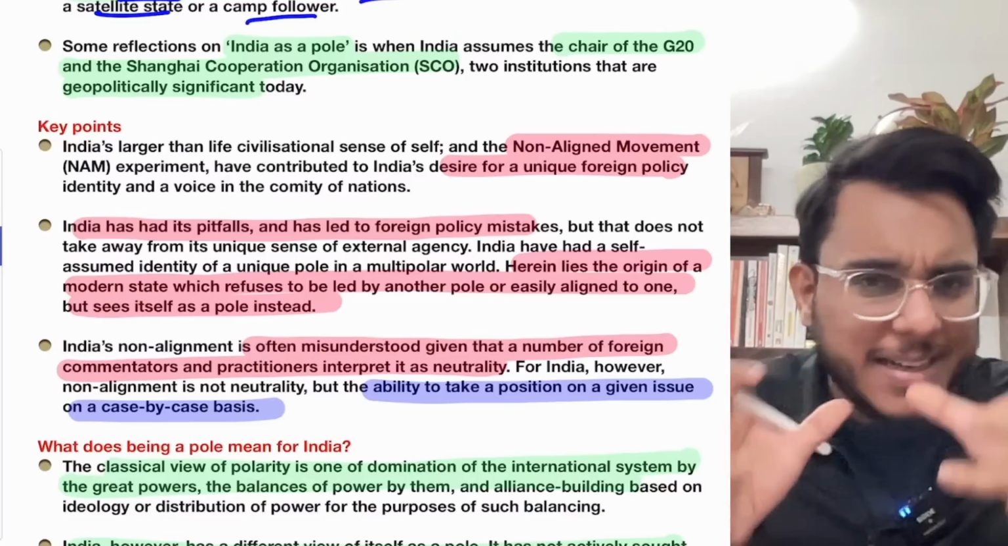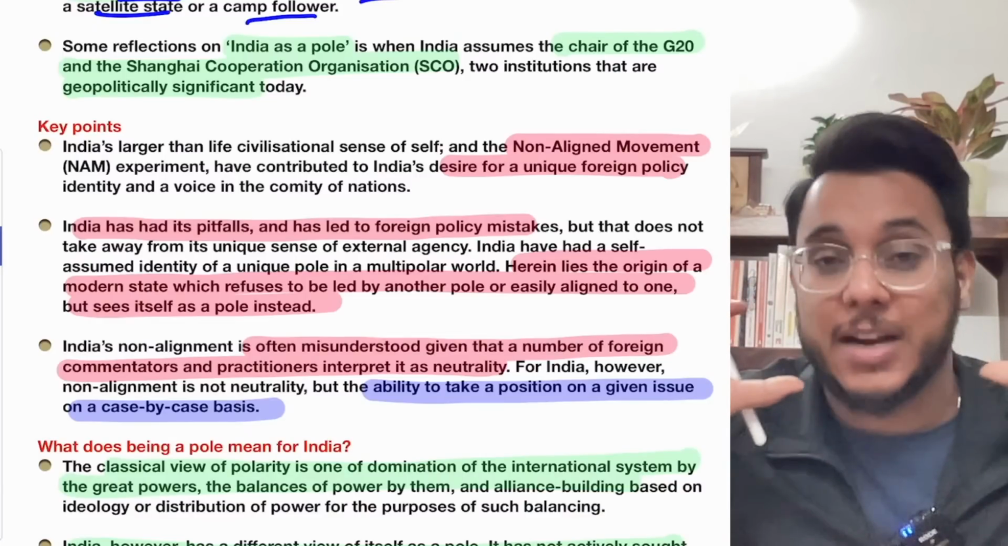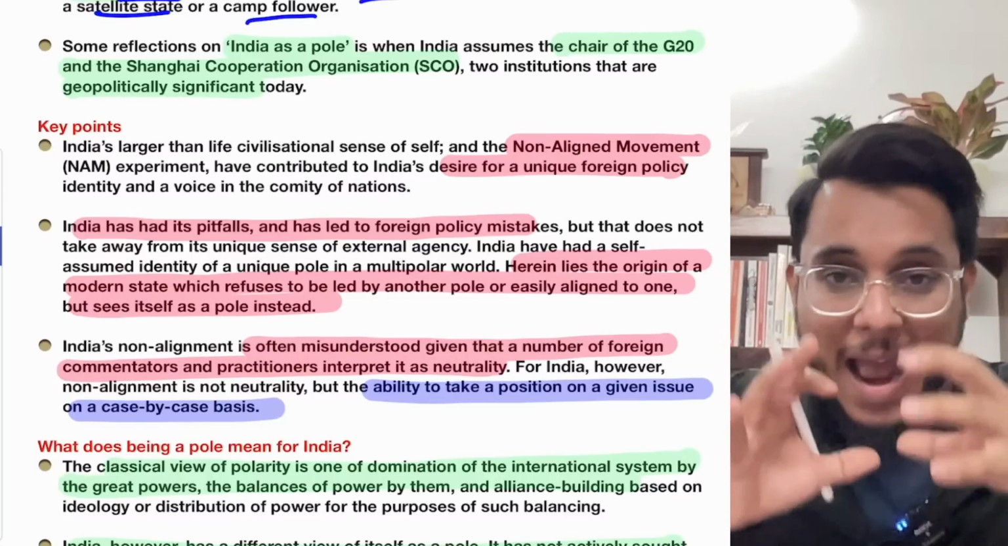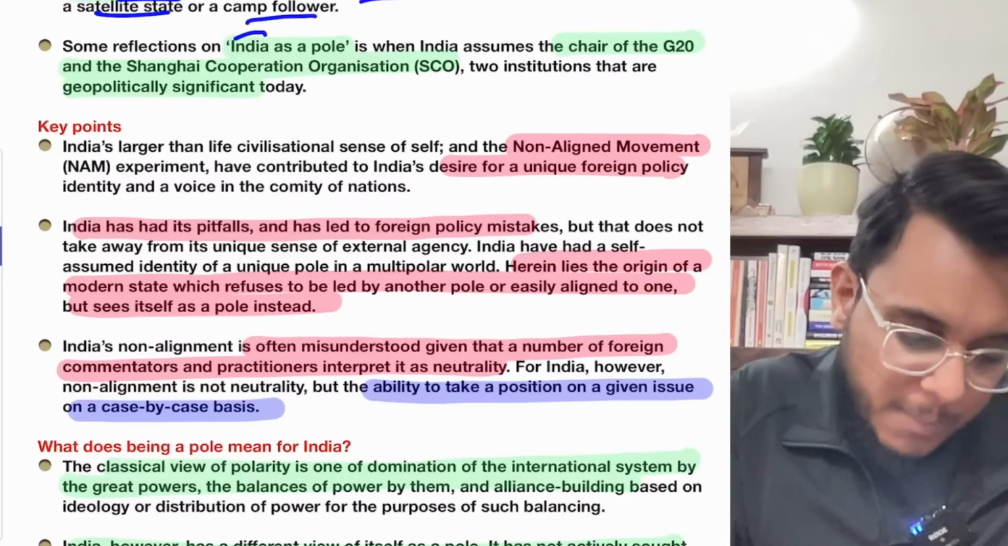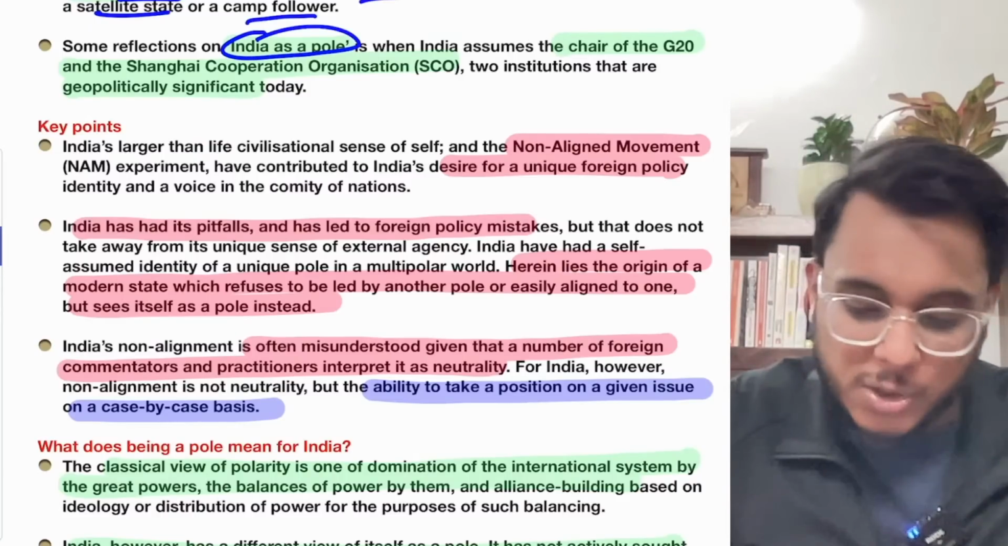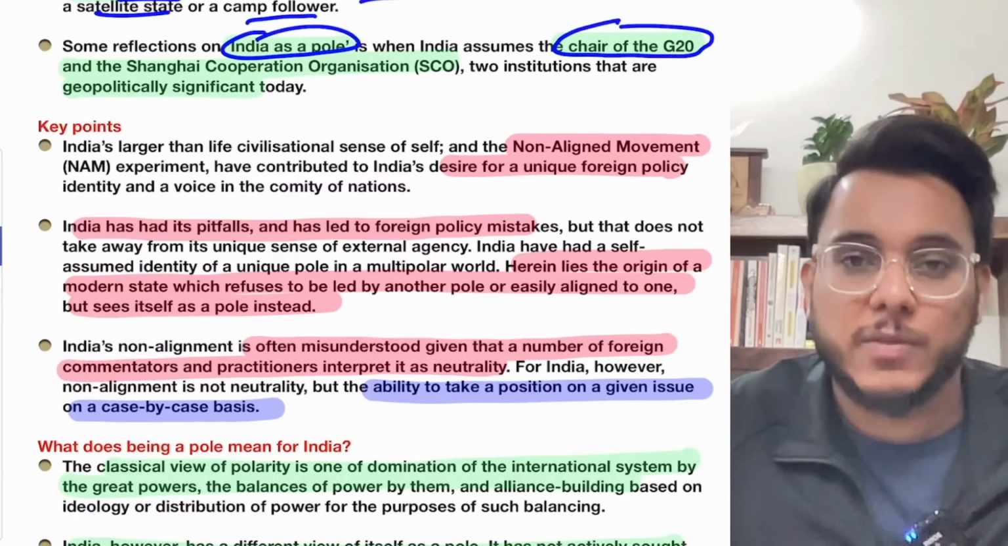Okay, India is not a satellite follower. India is a big state and holds the position of a pole and can swing the entire thing. Okay, now India as a pole, how can we say that? First of all, India has assumed the chair of the G20.